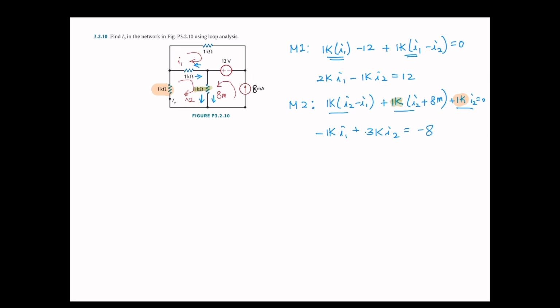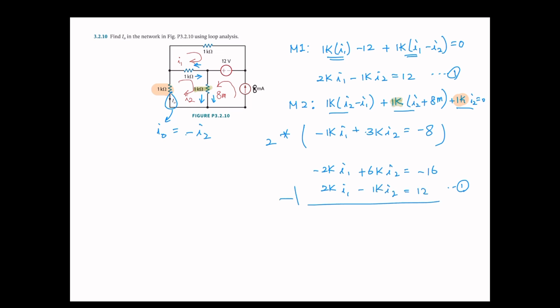Now we need to find I sub 0. I sub 0 in here is actually negative I sub 2. I'm going to multiply here times 2: negative 2K I sub 1 plus 6K I sub 2 equals negative 16. Bring equation 1 down here: 2K I sub 1 minus 1K I sub 2 equals 12.